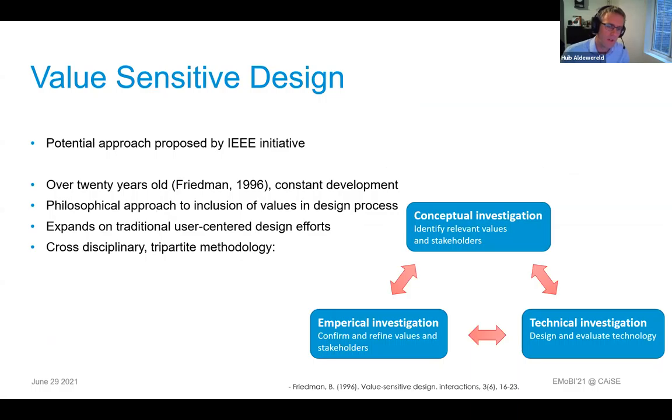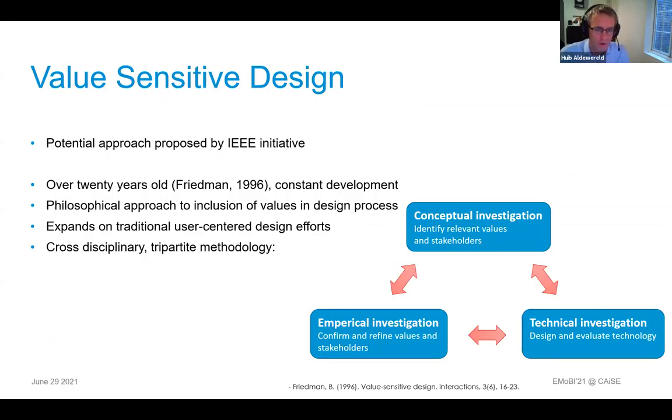As I mentioned, one of the most proposed solutions for including ethics into development is the value sensitive design framework, which was already proposed 20 years ago by Batya Friedman. It's the most mentioned framework for the inclusion of ethics in any kind of design process, and as such also covers AI development.